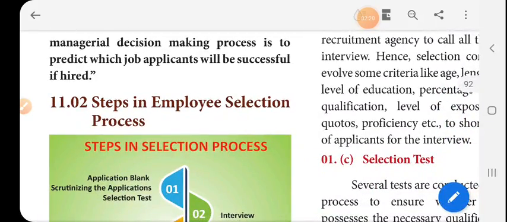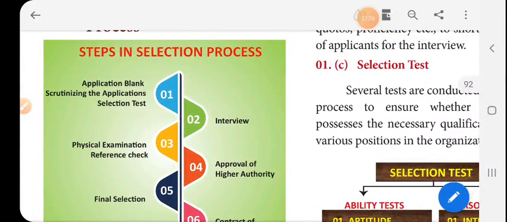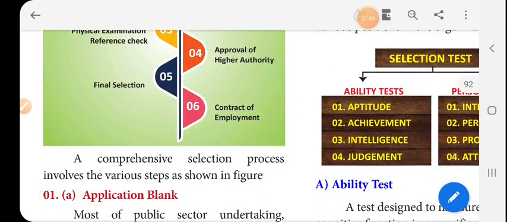Then, the steps in the employee selection process. There are more steps in the selection process, but here we are going to see about 6 steps. First one, application plan, scrutinizing the application, selection test. Second one, interview. Third one, physical examination, that is reference check. Fourth one, approval of higher authority. Fifth one, final selection. Sixth one, contract of payment. So a comprehensive selection process involves the various steps as here.